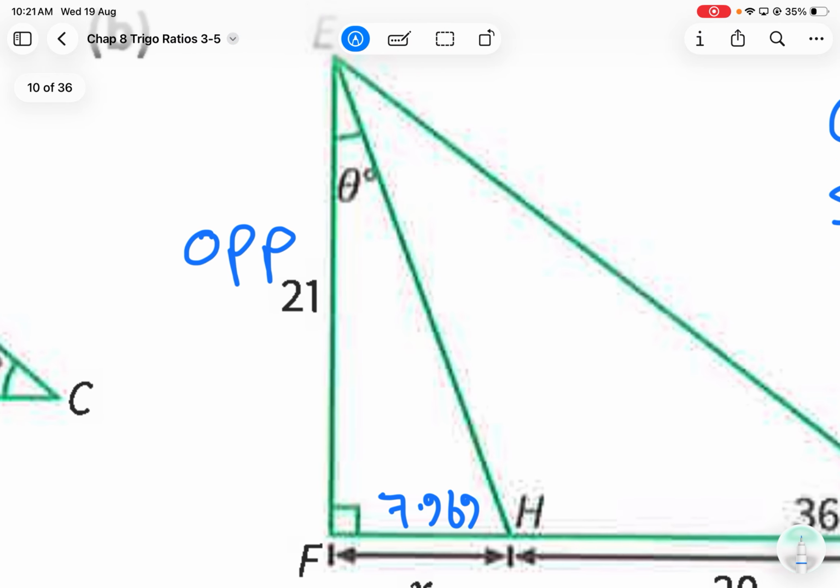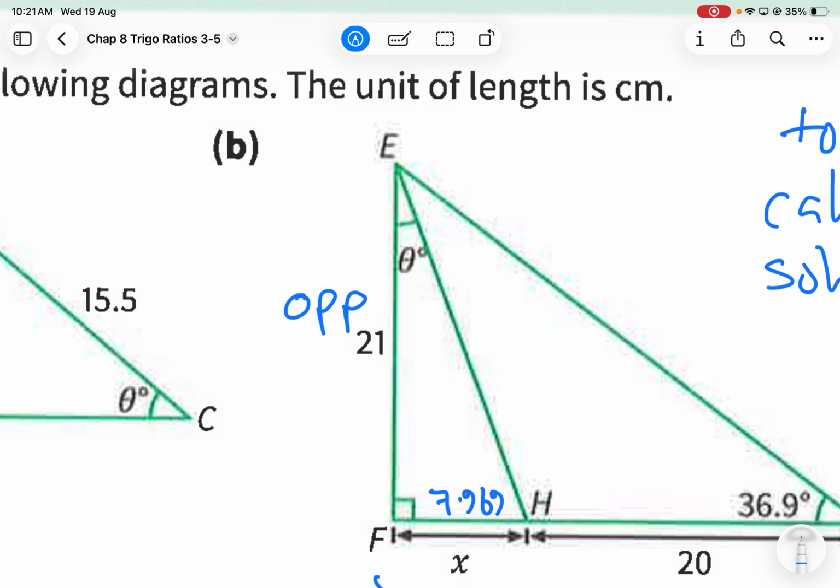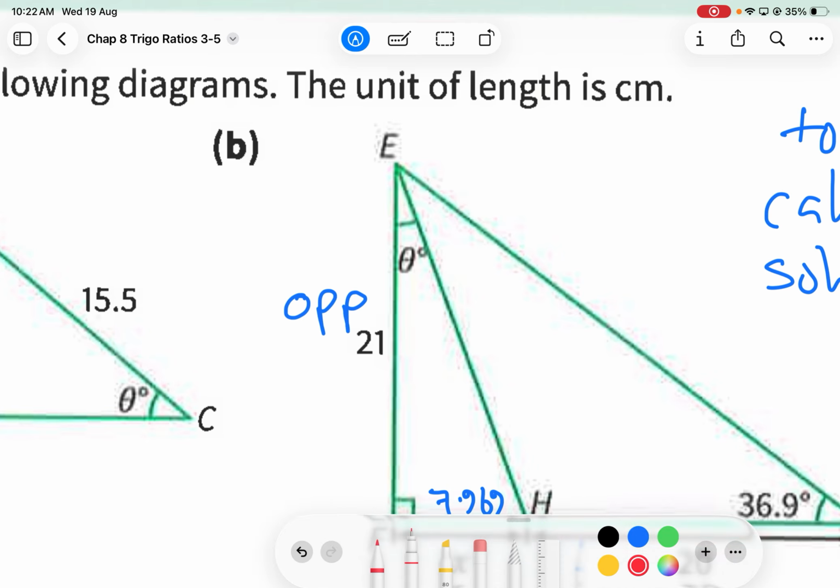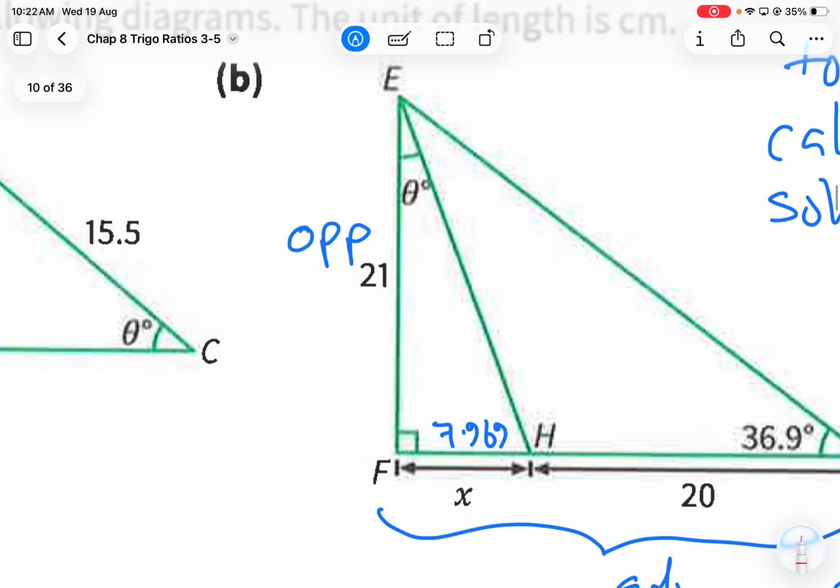Now if I want to find the angle theta, I look at the smaller right angle triangle. I have 21. I have x already. I can use 21 and x to find my angle. So same. Just now the angle is 36.9. 21 is the opposite. And Fg is my adjacent. But now angle change from here to here. I am looking at a new right angle triangle. I am looking at a new angle. So I must go and name my sides according to the new angle.